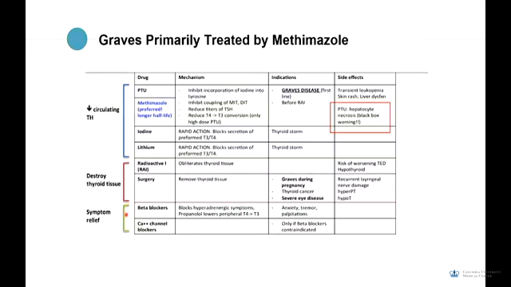How do you treat Graves' disease? So you primarily use methimazole. It is a thyroperoxidase inhibitor. Do not use PTU. It can cause hepatocyte necrosis. There are also a bunch of other things you can do if that doesn't work, but I'm not going to go into those right now.